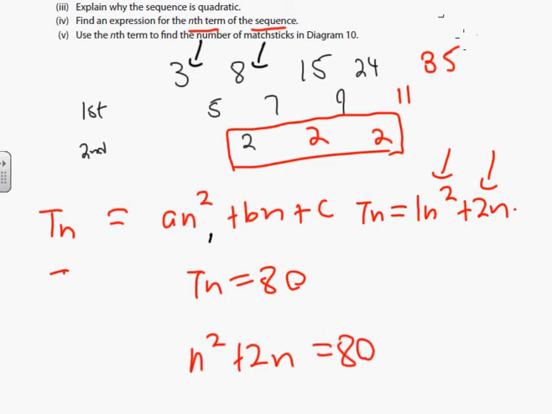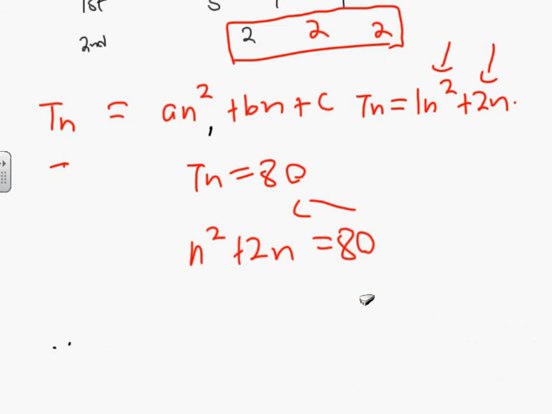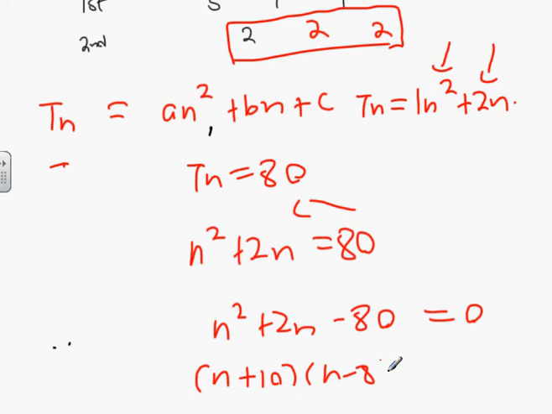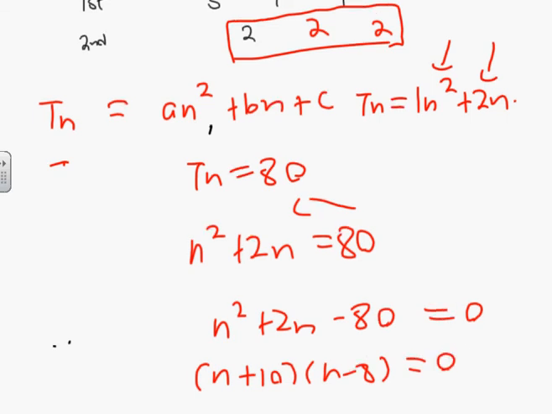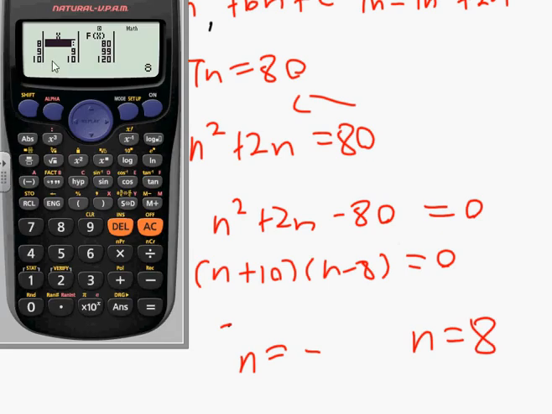Then you're going to bring the 80 over to the other side, and what you're going to get is n squared plus 2n minus 80 equals 0. And then you can say (n plus 10)(n minus 8) equals 0. Why can n not be equal to minus 10? You can't have a minus term, you can't have the minus 10 sequence. So the answer will have to be 8 as per our diagram here.